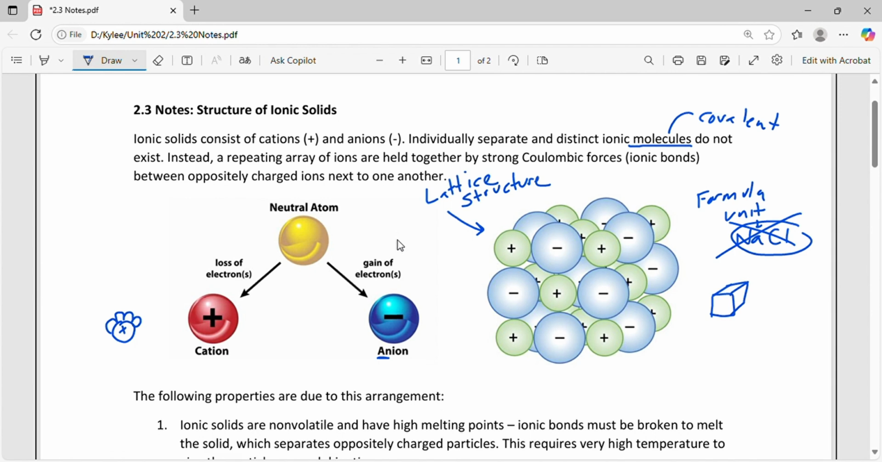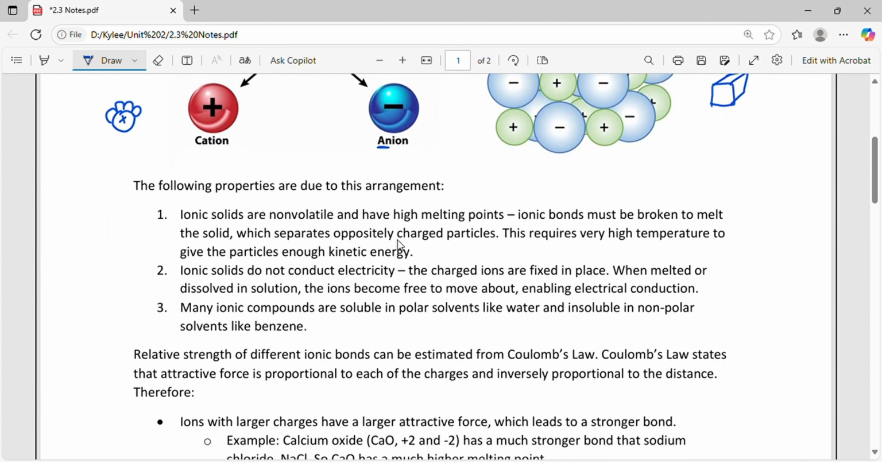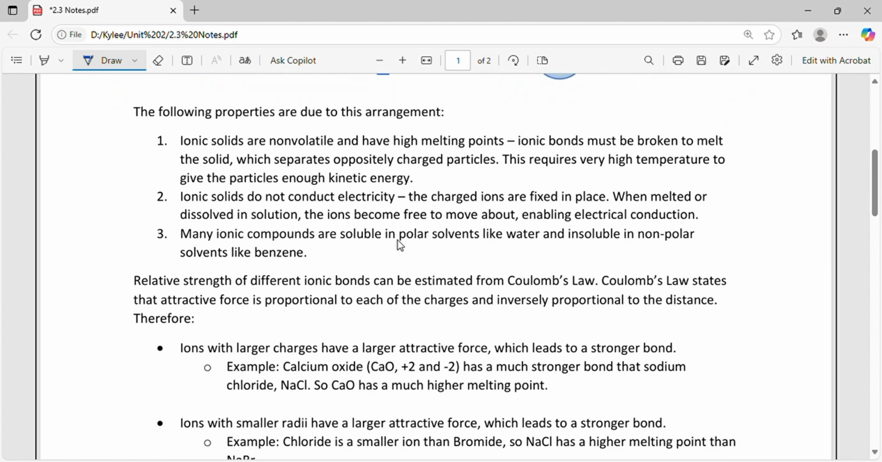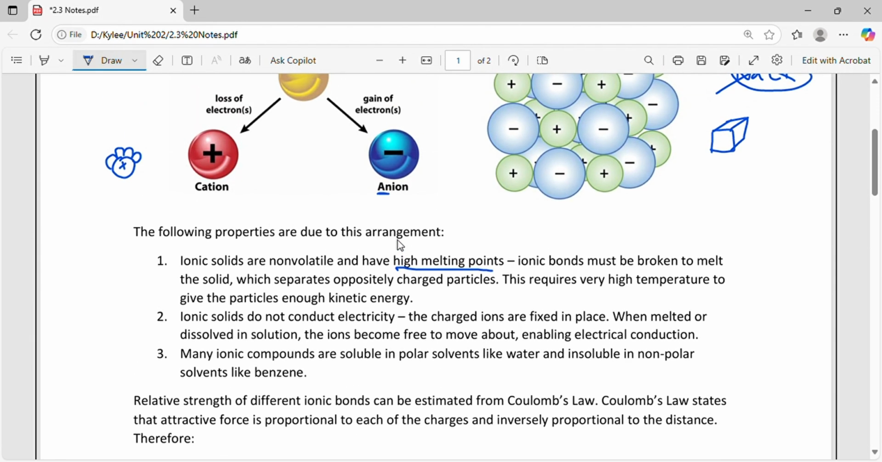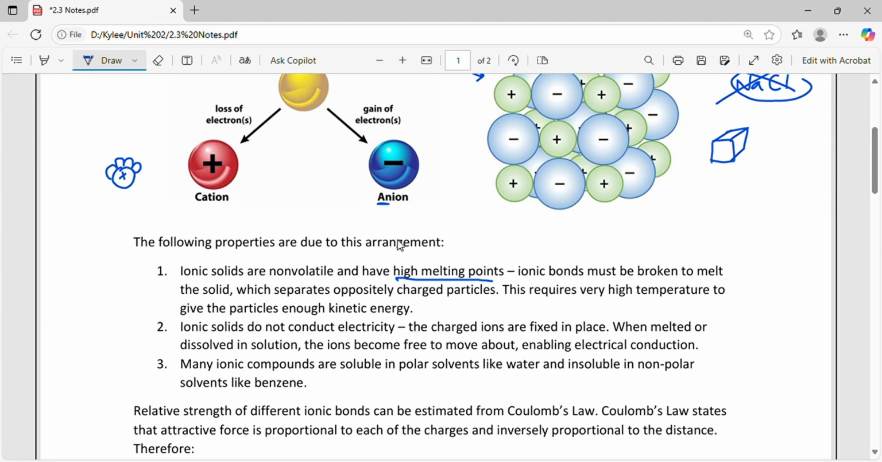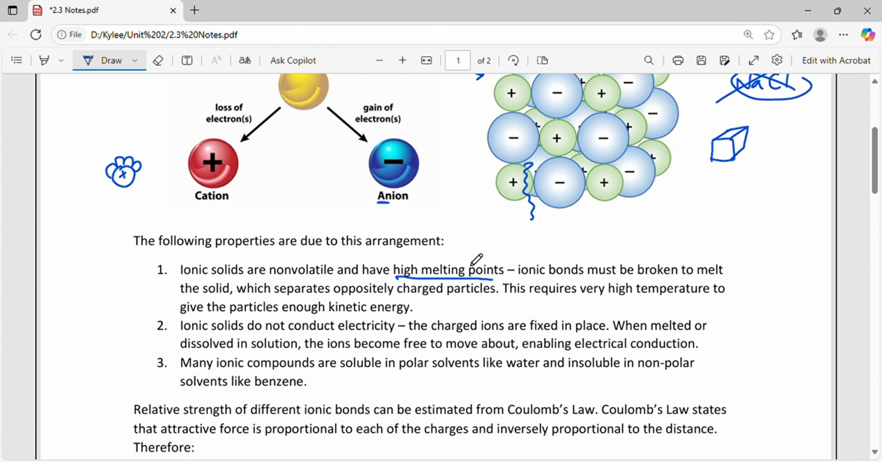So here's some details about ionic compounds. Solids tend to be non-volatile, and they tend to have high melting points. The reason they have high melting points is because in order to melt an ionic compound, you're going to have to separate these positive and negative ions from each other. So you have to overcome the force of attraction. This is going to require a high temperature because we know about Coulomb's law, and the closer these are together, the more energy it's going to need to separate them to overcome that force of attraction.